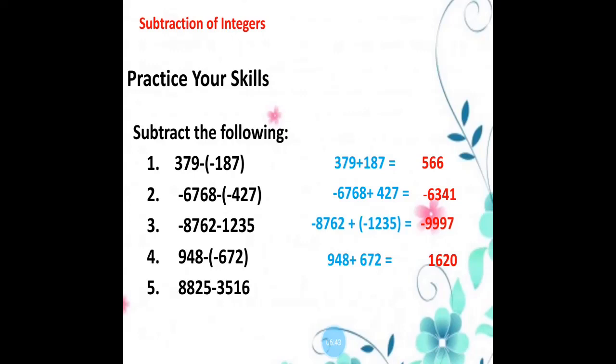8,825 minus 3,516. So that would be 8,825 plus negative 3,516. Different sign, subtract, then the answer is 5,309. Is that clear?